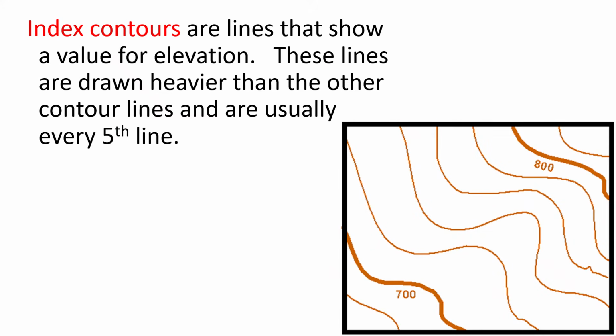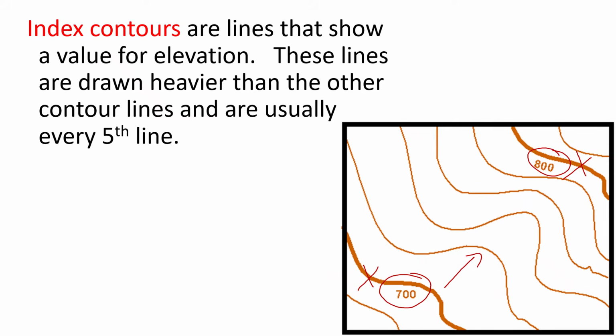Well, those lines that do have the numbers are called index contours. And these are lines that show an actual number for elevation. They're usually drawn darker and heavier than the regular contour lines, and they're usually every fifth. So if you look at right there, if I'm on that line, I have an elevation of 700. If I'm on this line right here, I have a map elevation of 800.